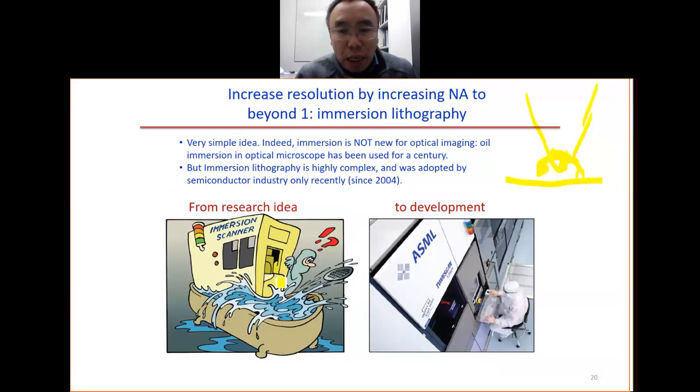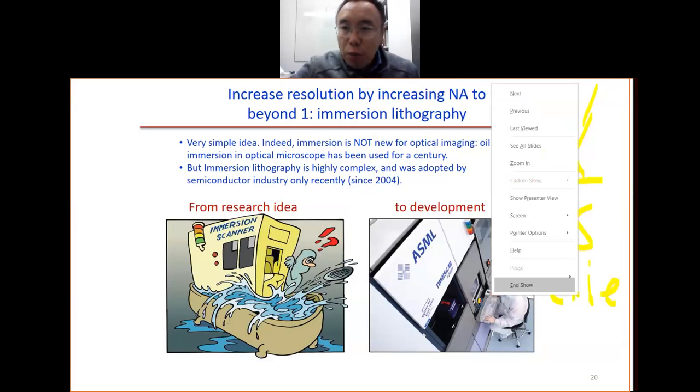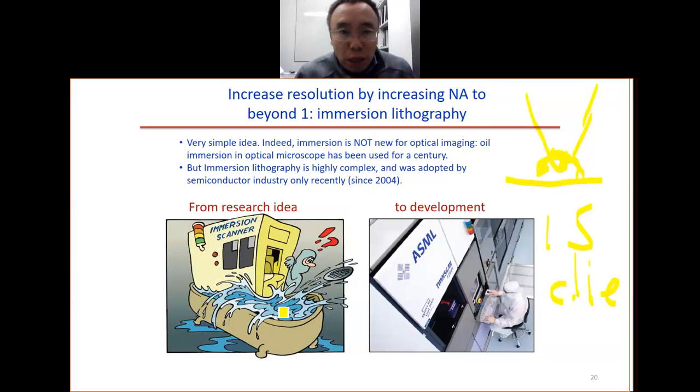You can imagine, today it takes only about 1 second to expose one die. If we do immersion, we have to do the water coming in, stage movement, exposure, and water coming out. Everything has to be done in 1 second. And also, we cannot tolerate any contamination. If you do things in water, there may be some particles in the water, there may be some air bubbles in the water, and other things.